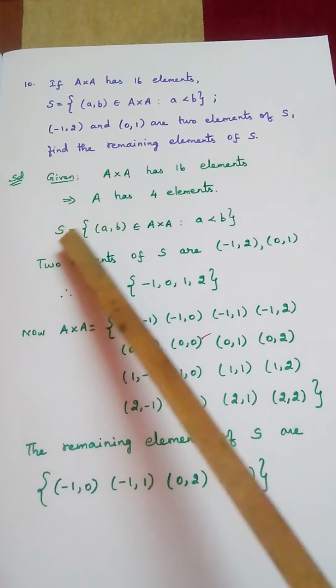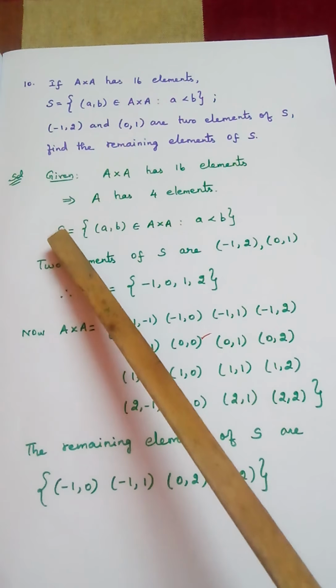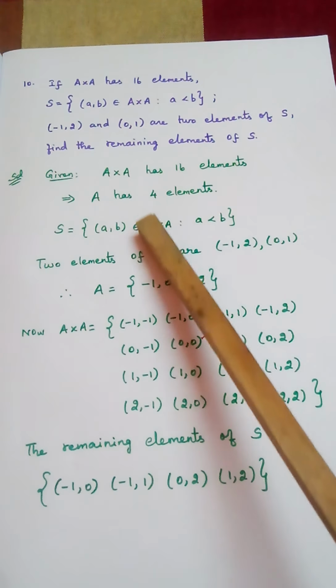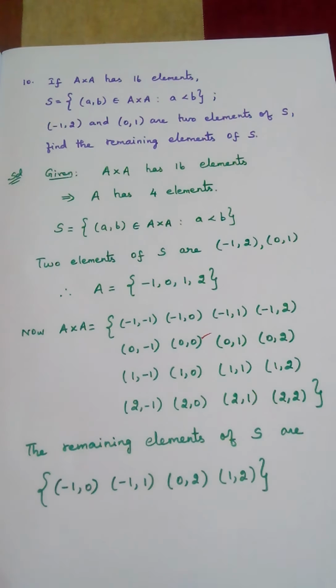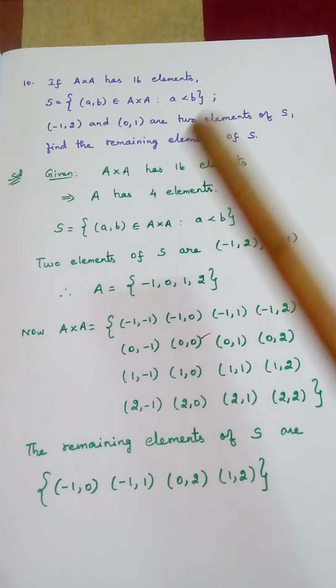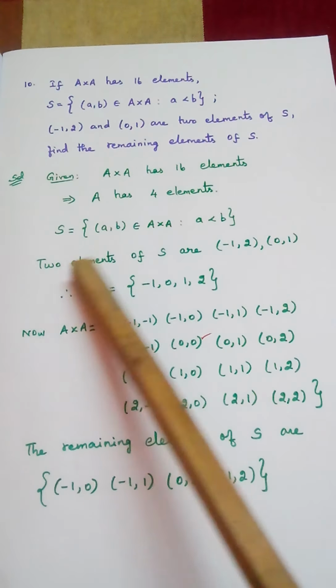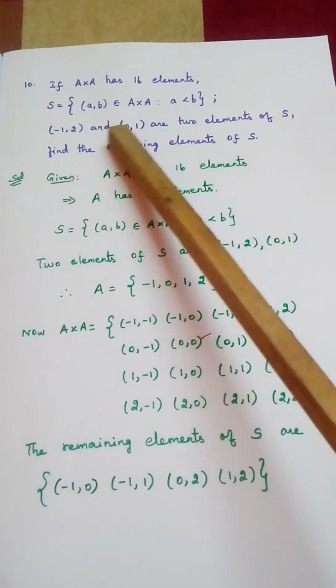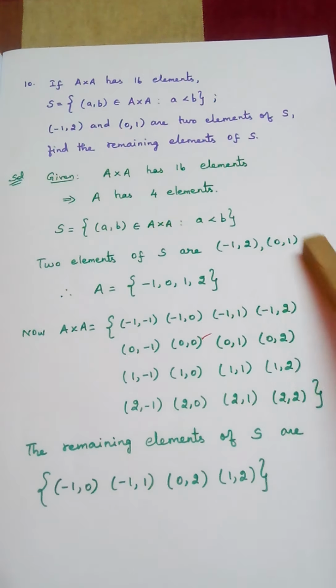Such elements only will be present in S. The elements of S are nothing but elements of A cross A with the condition a less than b. Now again, 2 elements are given to us: (minus 1, 2) and (0, 1). These are 2 elements of S.